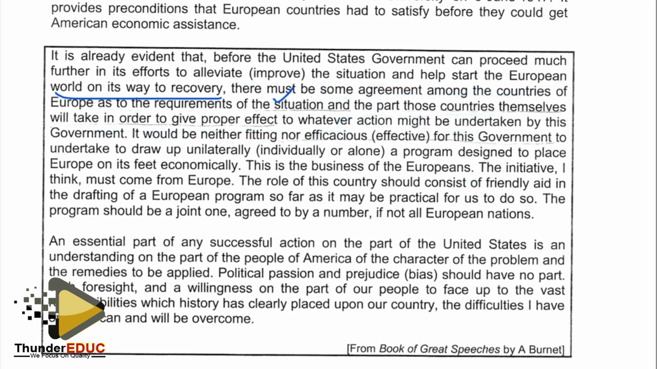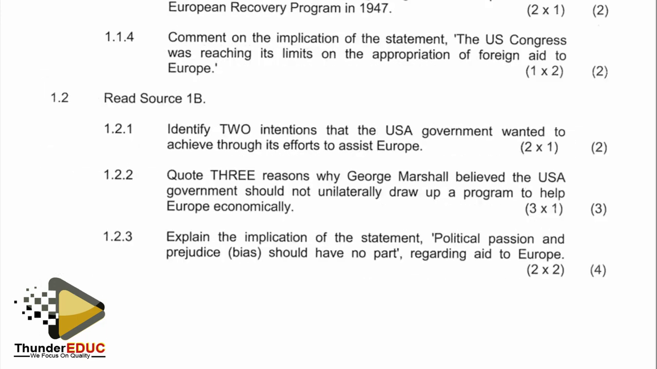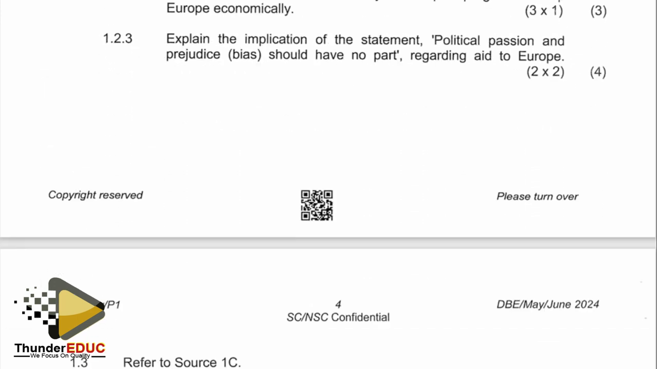Right. We move on to the next question, which is question number 1.2.3. Right. Question number 1.2.3. It says, explain the implication of the statement: political passion and prejudice, which is bias, should have no part regarding aid to Europe. That statement is quoted from the text. And what is the implication, or what is the meaning of such, when they said political passion and prejudice should not be part regarding the aid to Europe?